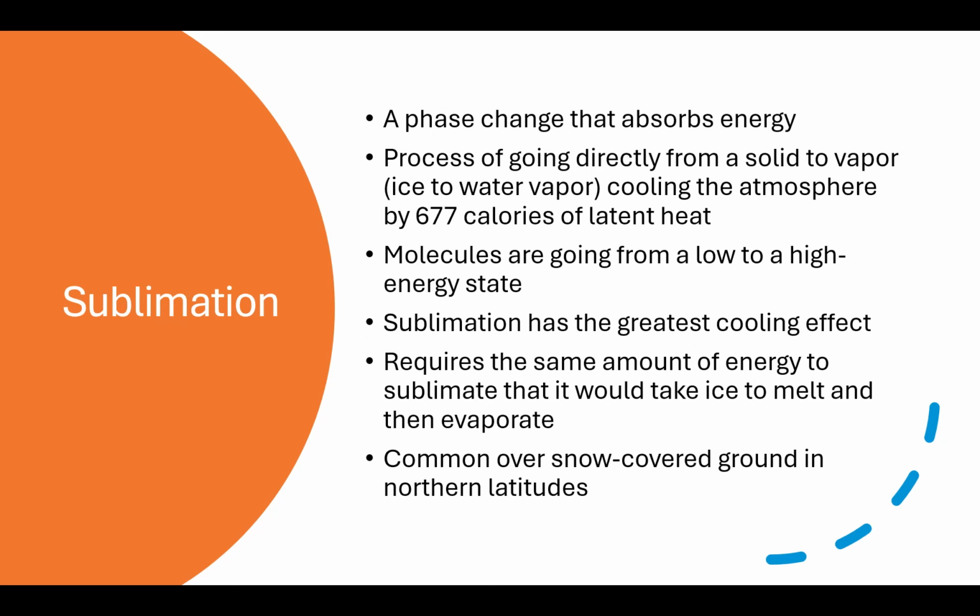The next phase change we'll talk about is what's known as sublimation. This is a phase change that absorbs or takes in energy, and it basically occurs when we go from a solid to a vapor. So if we were to go from ice straight to a water vapor, to the gas water vapor phase, without going through any kind of liquid stage. So you're going right from a solid to a gas, ice to water vapor. This cools the atmosphere by 677 calories of latent heat. So it's quite a bit of energy it takes. 677 calories.